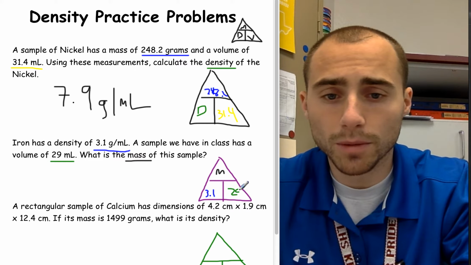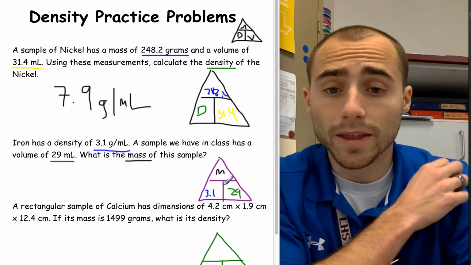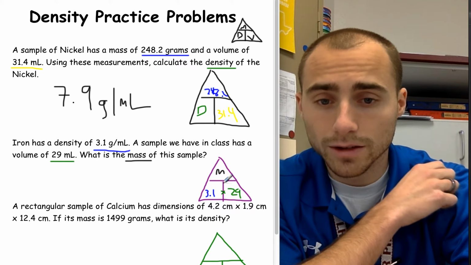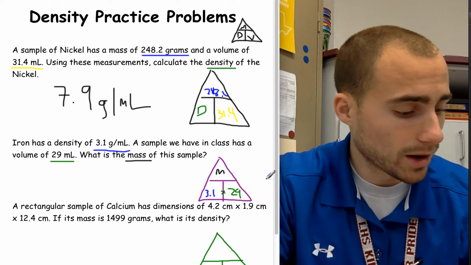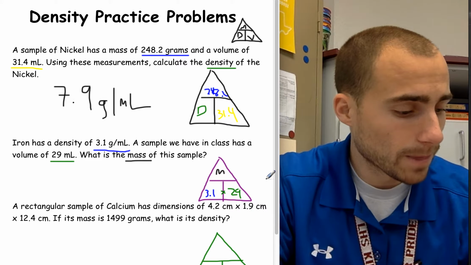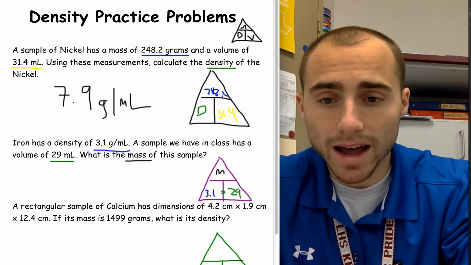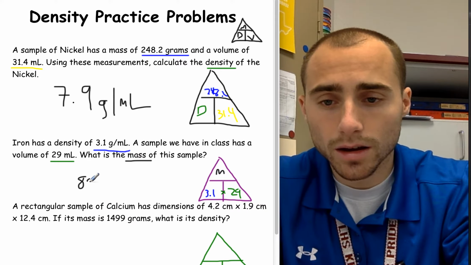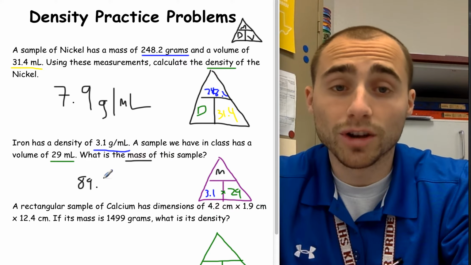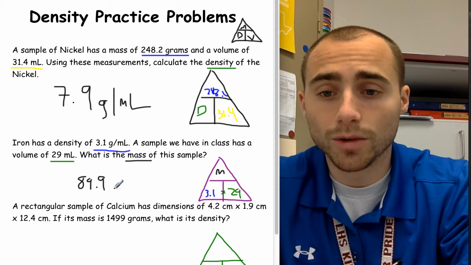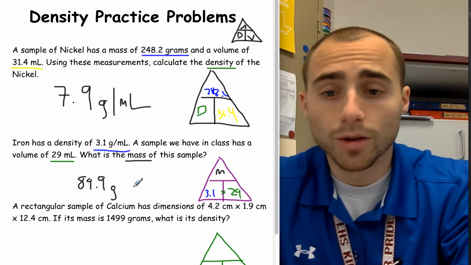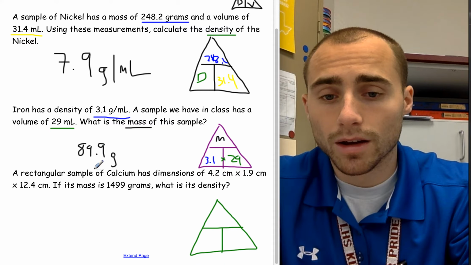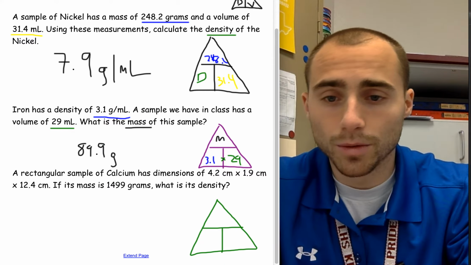Now, hopefully you remembered as you were solving this in your density triangle that if the numbers are next to each other, then you need to multiply. So you need to do 3.1 times 29, 3.1 multiplied by 29. And you end up with 89.9 as your mass. And that is measured in grams because it's mass. Make sure you check your units. So 89.9 grams is going to be your final answer. These are all just one-step problems. All right, let's try our last one here.